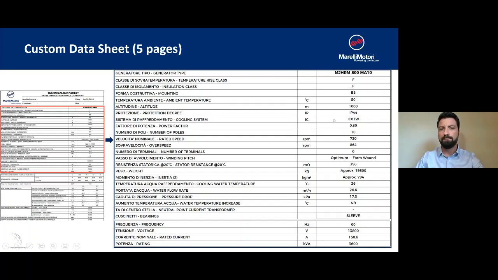The protection degree is IP44, and that's achieved with a cooling system of IC81W, which is the air-to-water heat exchanger mounted on top. Further on, you will see the frequency, the voltage, 13,800 volt, and the amperage at full rated load, and the rated load is 3,600 kVA. Further in this datasheet, you will still see the efficiencies based on power factor 1 and 0.8 and the reactances of this machine. And in the next pages of this datasheet, you will see again the efficiency curves and the voltage dip curves.